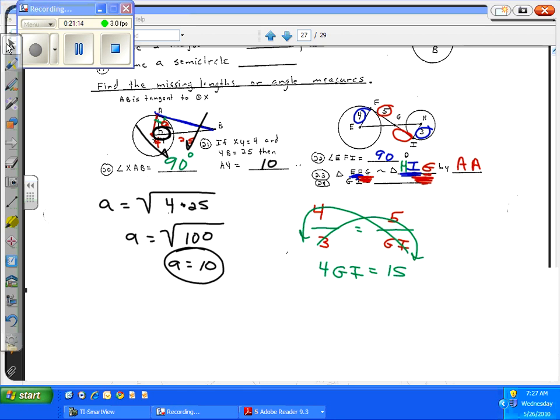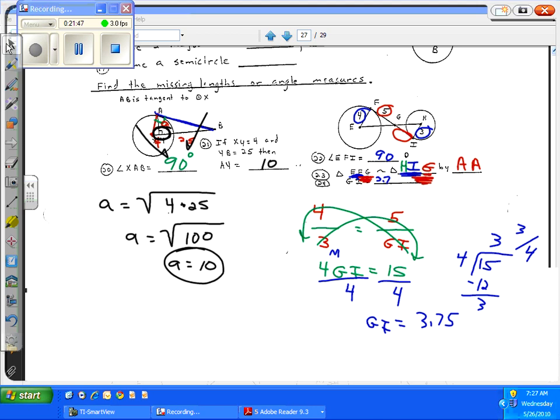To solve, we cross multiply. We get 4GI is equal to 15. We're going to undo multiplication by division, and we're going to get GI equal 15 fourths, which we can leave as that. Make it a decimal, 3.75. Make it a mixed numeral: 15 divided by 4, 3, 12, 3 left over. Put the remainder 3 over the divisor 4. So 15 fourths, 3 and 3 fourths, 3.75, any of those are okay.